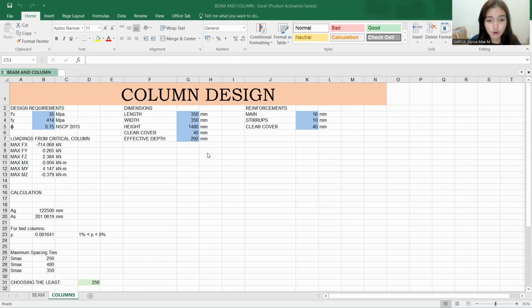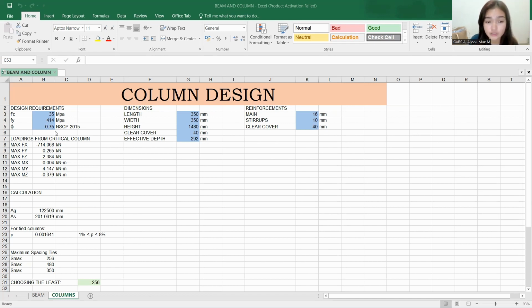Now to start with the column design, we have here the compressive strength or the design requirements of the columns. The compressive strength is 35 megapascal, Fy is 414 megapascal, and the phi is set to be 0.75, which is based on the NSCP 2015 for columns. The dimensions of the column are 350 mm by 350 mm, which is a square column. The height is 1,480 mm, and the clear cover is 40 millimeters.